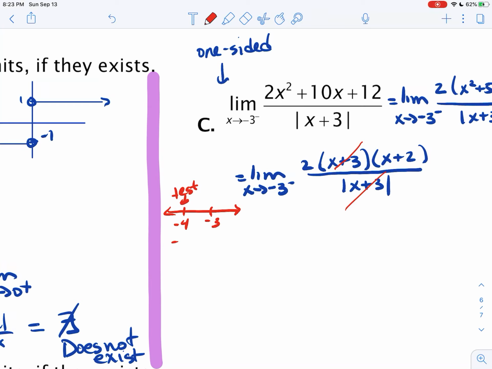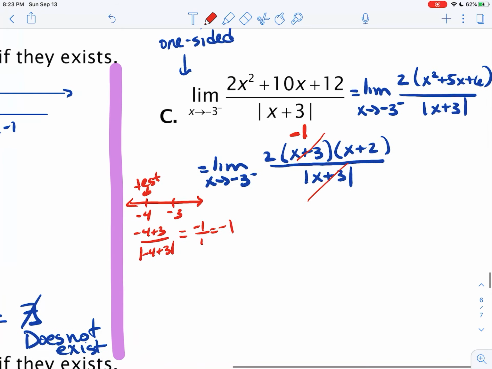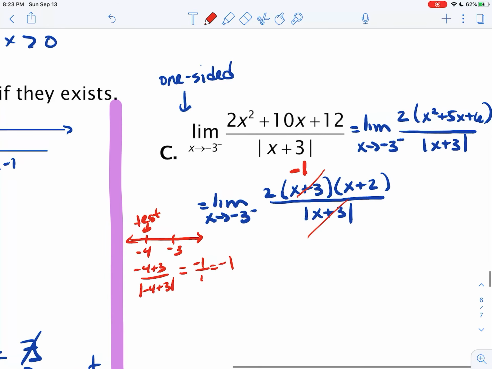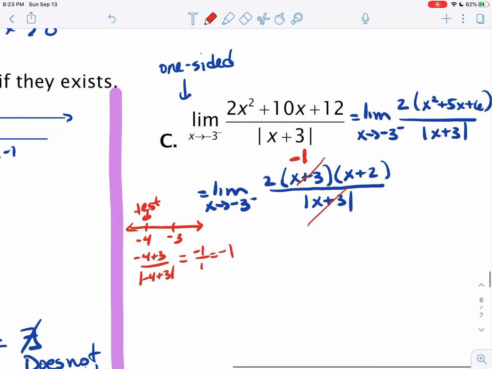Minus 4 plus 3 over the absolute value of minus 4 plus 3 is going to give me minus 1 over 1, and that's going to give me a minus 1. So when I cancel, I'm going to put in a minus 1 here. And now that I've gotten rid of my problem point, because I would have gotten 0 over 0, I factored out that x plus 3 and the absolute value of x plus 3.